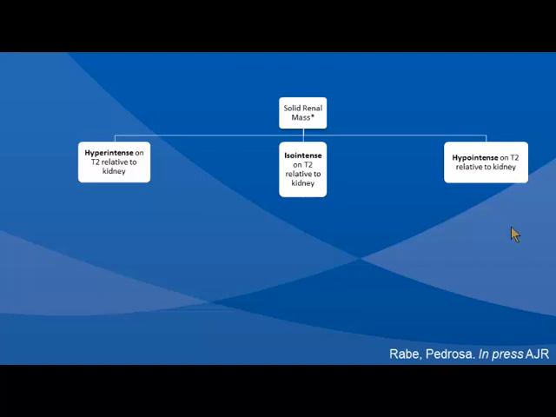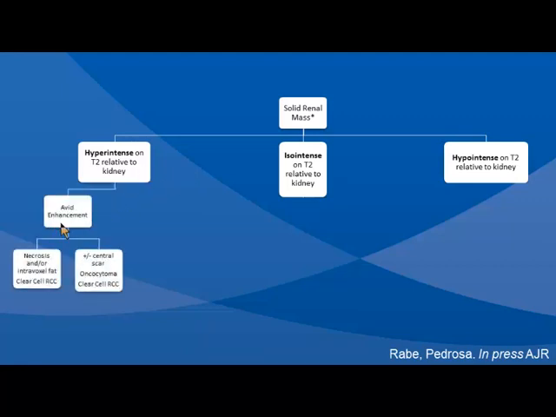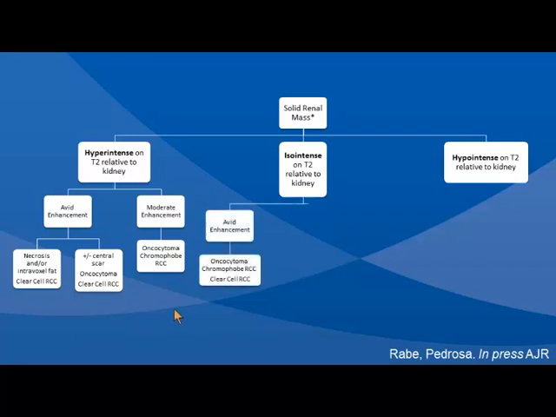So to summarize, not the results, but actually our approach to these masses, for a solid mass, we look first at the T2. If the lesion is hyperintense on T2 relative to the kidney, again, predominantly hyperintense, and there is avid enhancement, we think of clear cell, particularly when there is fat, or oncocytoma or clear cell if we don't have fat. If the lesion has moderate enhancement, again, remember those thresholds, 25, 50%, 100%, we think more of oncocytoma and chromophobe RCC. Again, these are all surgical lesions. If the lesion is isointense on T2 and there's avid enhancement, we think of the same differential, not a specific finding. If there's moderate enhancement, it's still not a very specific finding.